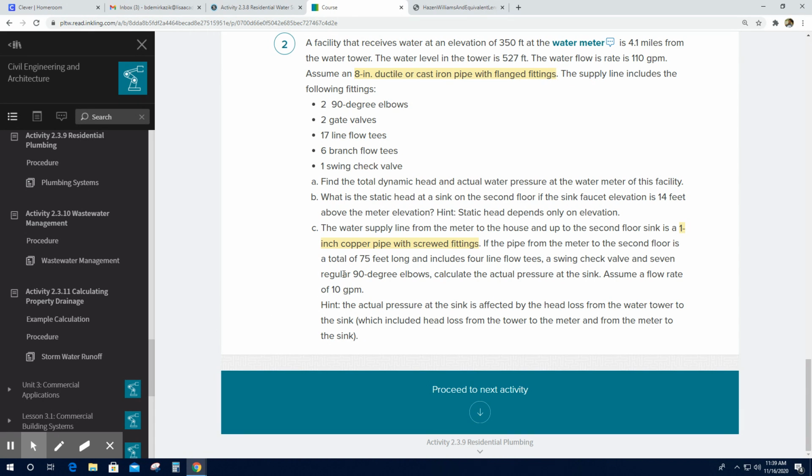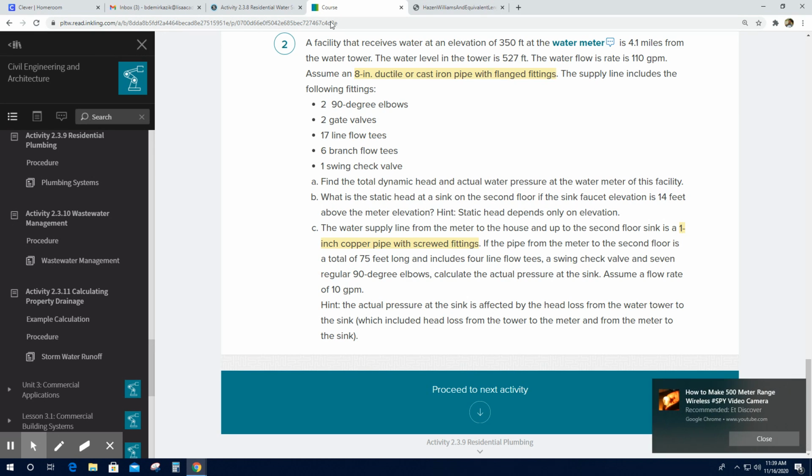For part C, the water supply line from the meter to the house and up to the second floor sink is 1-inch copper pipe with screwed fittings. The pipe from the meter to the second floor is a total of 75 feet long and includes floaties, a swing check valve, valves, and 7 regular 90-degree elbows. Now, which table are you going to use?